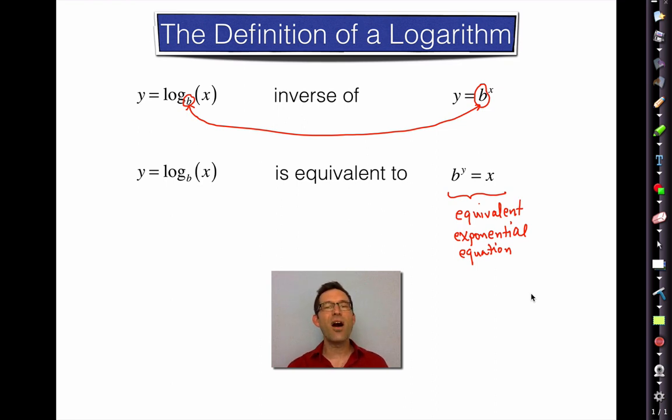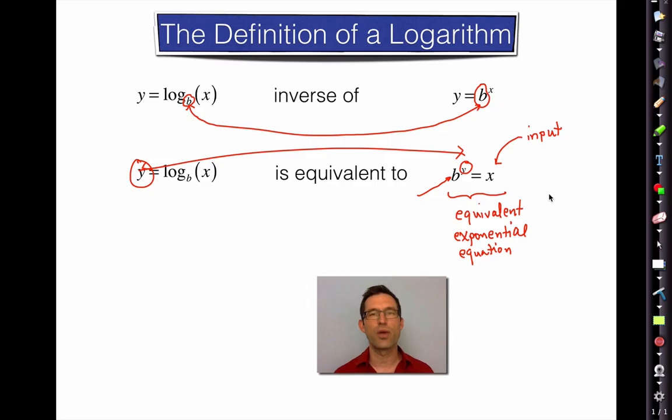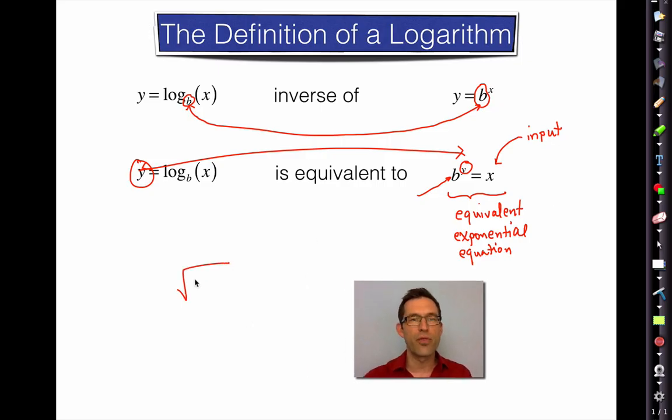Logarithms give us the exponent, right? That's what their outputs give us: the exponent we have to raise the base to in order to get the input. I think of them very similar to the way I think about roots, right? When you think about the square root of 36, well, you know it's 6, but you know that because 6 squared is 36. Logarithms are the same way, right? They're really the sort of opposite or the reverse of an exponential. We're now looking for an exponent.